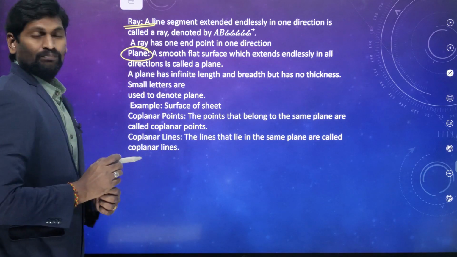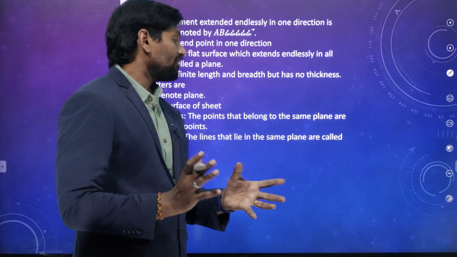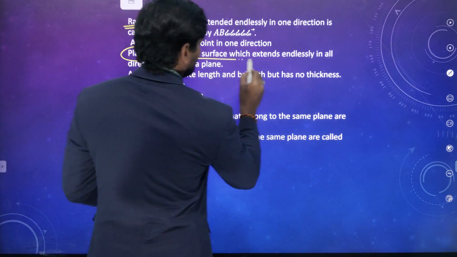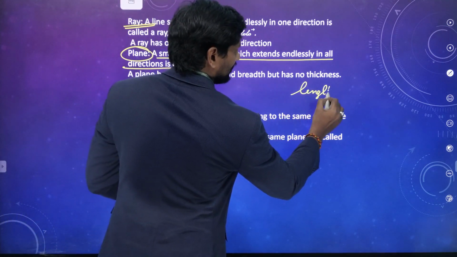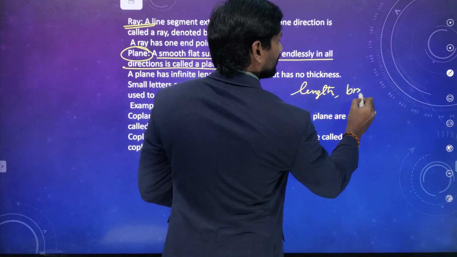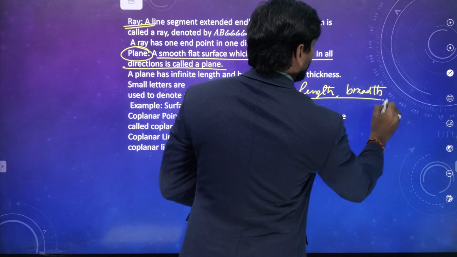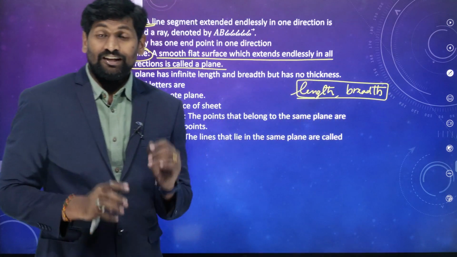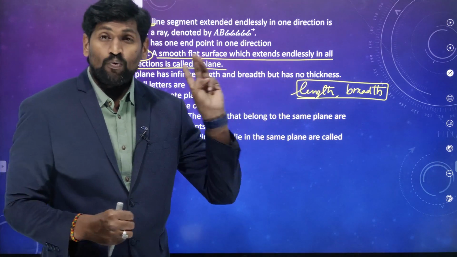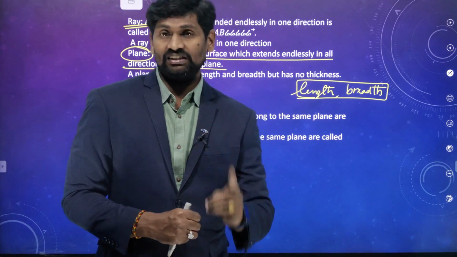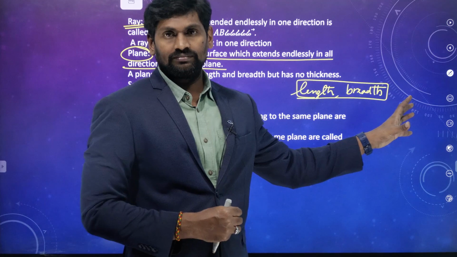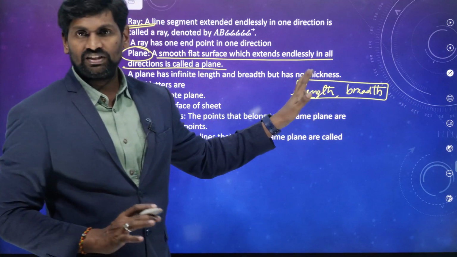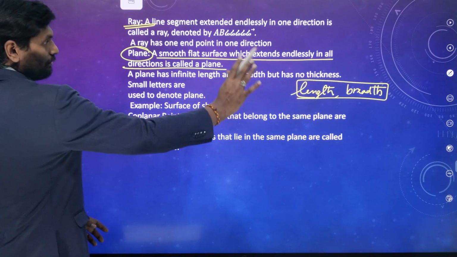Coming to plane. A plane is a flat surface or a smooth surface which has only two dimensions. The dimensions are length and breadth. It is a two-dimensional object. So far, a point is a no-dimensional object, and a line, line segment and ray are one-dimensional objects, that is, length, and a plane is a two-dimensional object. Clear?